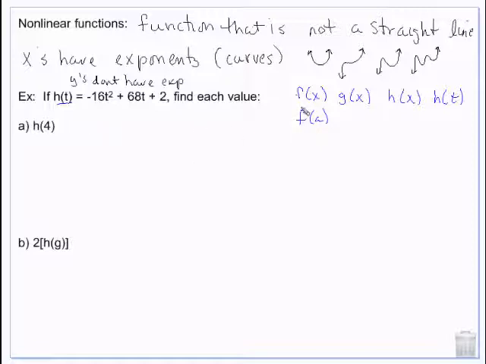Okay, so in the same way as you did with f of x, if h of t is this whole thing, I want to find out what is h of 4. I take both of these t's out and I put a 4 in. So I have negative 16 times 4 squared plus 68 times 4 plus 2. So that's negative 16 times 16 plus 68 times 4, and I am feeling incredibly lazy.